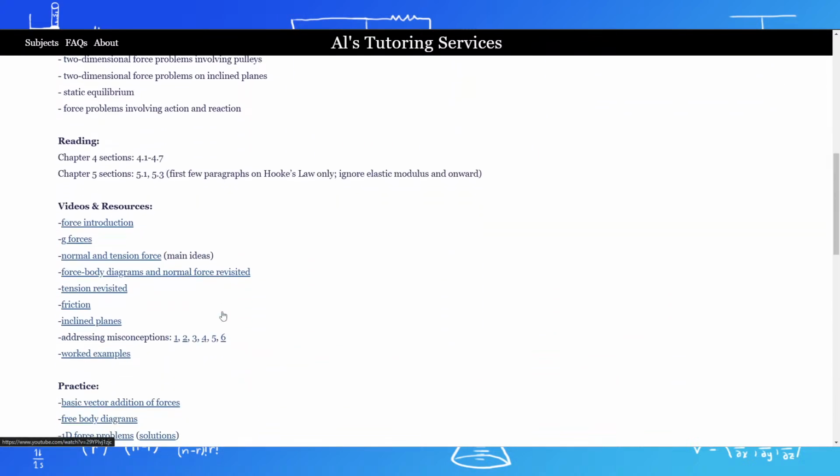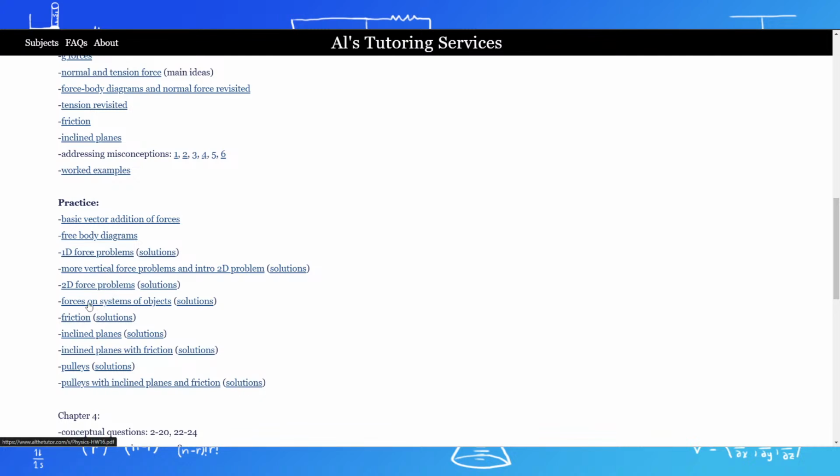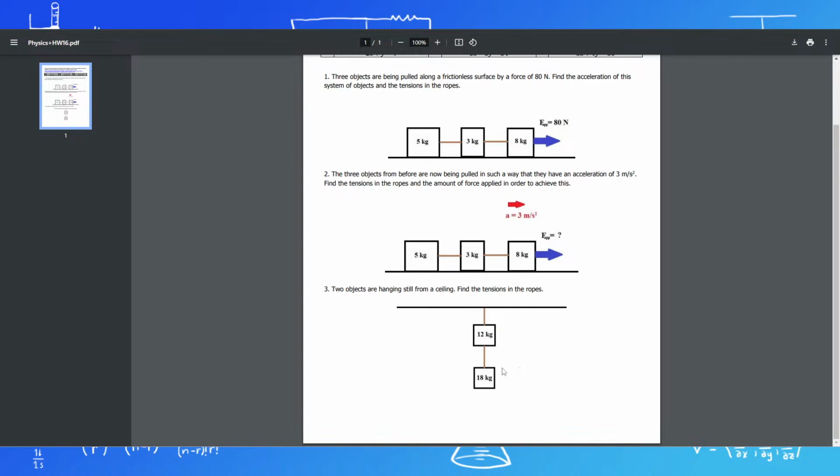And if you scroll down to the Force section, I'm looking at forces on systems of objects. There's the solutions for that linked in an unlisted video. So if you open that, we get to here, and this over here is just for two objects hanging still from a ceiling. I want to do something similar, but this time instead of hanging still, there's going to be some sort of acceleration.